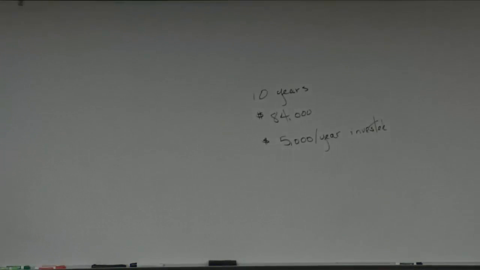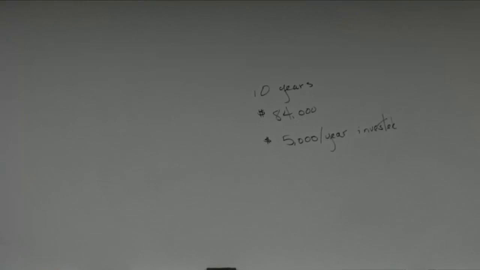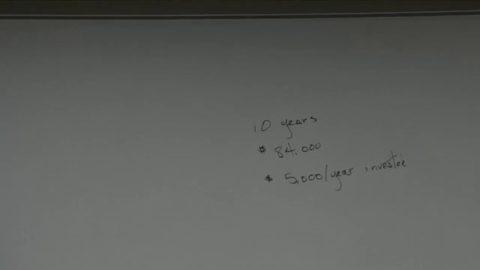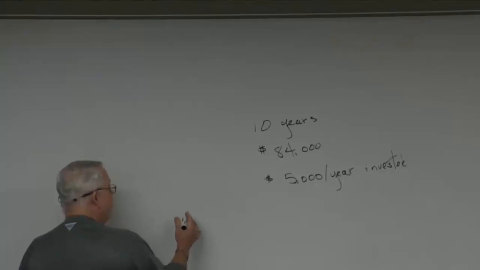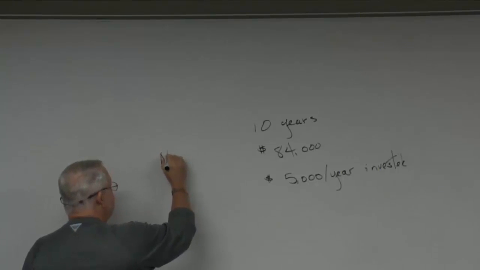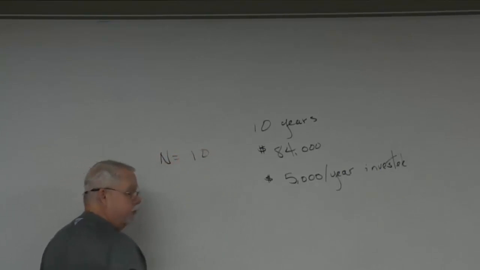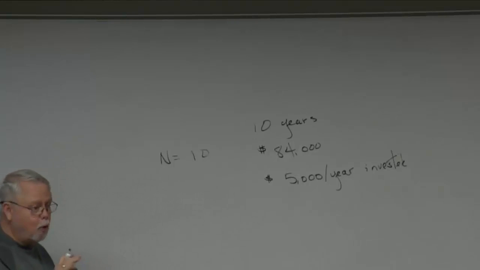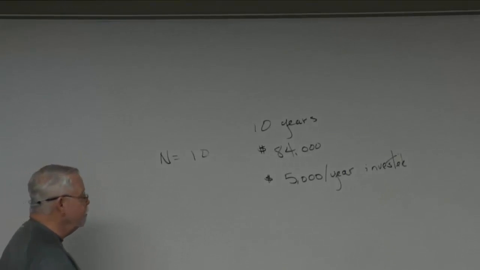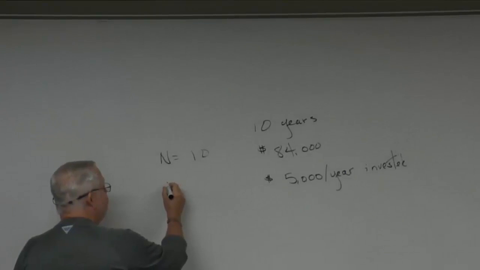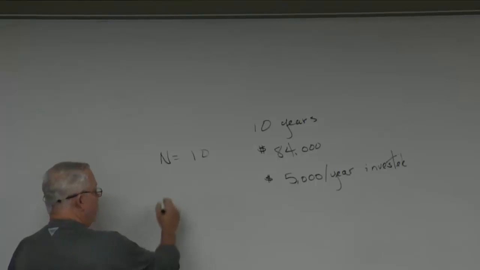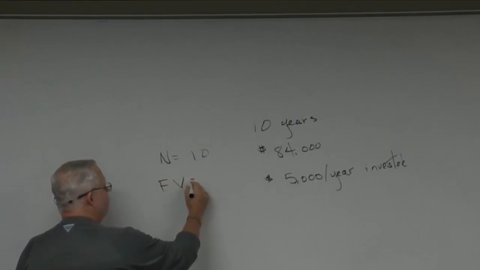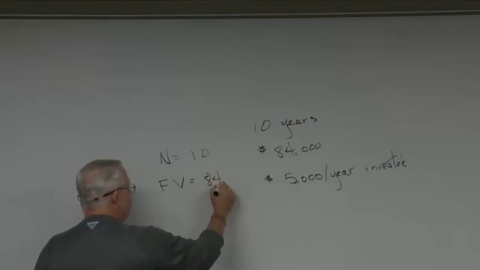So what is it I want to do? I'm going to put this into my calculator by putting in the number 10 for N. Notice this is not monthly, quarterly or semi-annual, it's an annual basis. Then I'm going to put in my what? Tell me what to do next. Your future value. My future value is what? 84,000. That's what I want in the future.